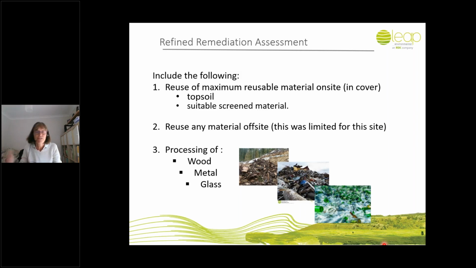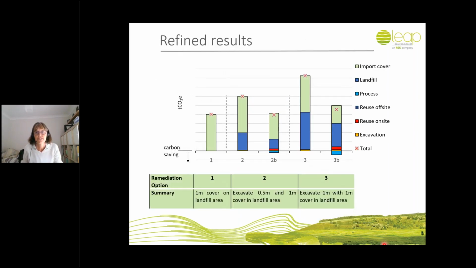So I've rerun the same assessment and included all this, and you get a different result. This graph is exactly the same. So numbers 1, 2, and 3 are just what I showed you before, the blocks going upwards. 2B and 3B are when we include reuse of material and processing. And you can see immediately you get a massive saving in carbon. The big difference here is that if you can reuse material on site, you reduce the amount you need in cover, so the green gets smaller, and therefore you're also reducing the amount that's going to landfill. So there's a double gain here.